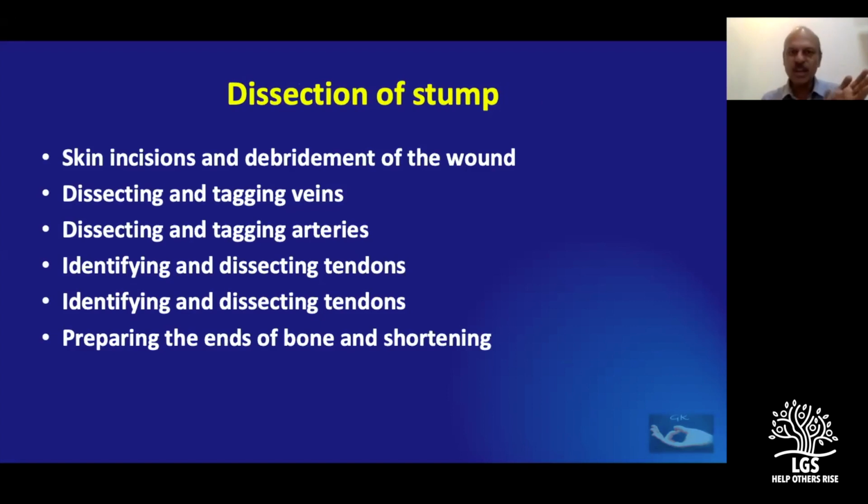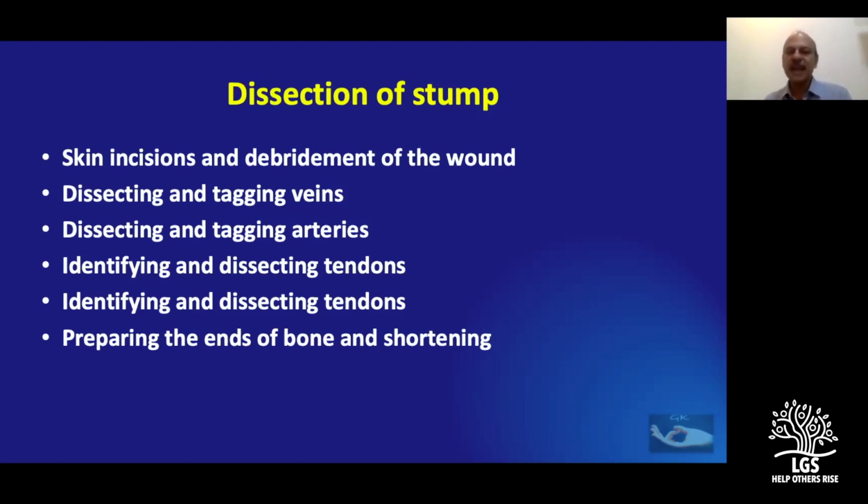Same way, you need to make skin incisions and debride the wound. Here, again, debridement is very important. Sometimes, when we are in the process of doing a replantation, in the beginning stages we are more worried about the vascular anastomosis. We do not give importance to the debridement. But please remember, if the debridement is not good, the results will be compromised. Even the success of the replant itself may be compromised because of infection.